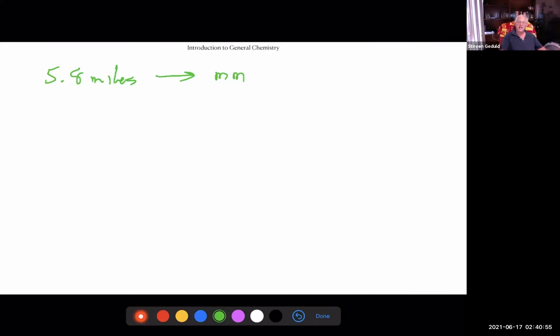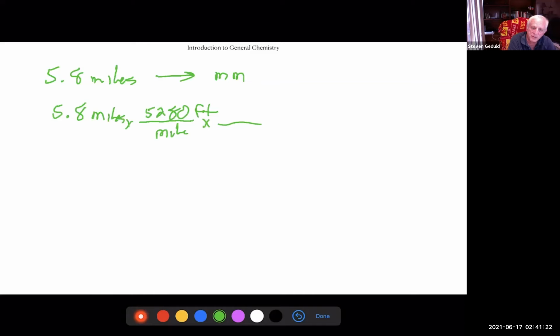Start them off exactly the same. Start with what you're given. 5.8 miles. Okay. Now miles, you can go to kilometers, but I don't know that it's 0.6 off the top of my head exactly. But I do know there's 5,280 feet. So I just use ones that I know. 5,280 feet per mile. Okay, so that gets me into feet. And feet, I can go to meters. I know there's 3.28 feet in a meter.